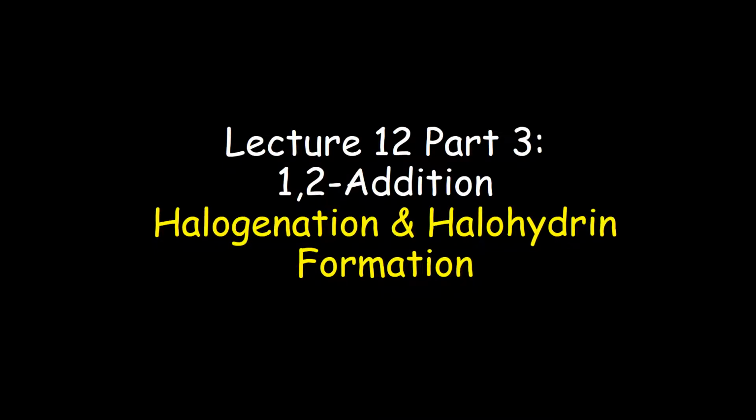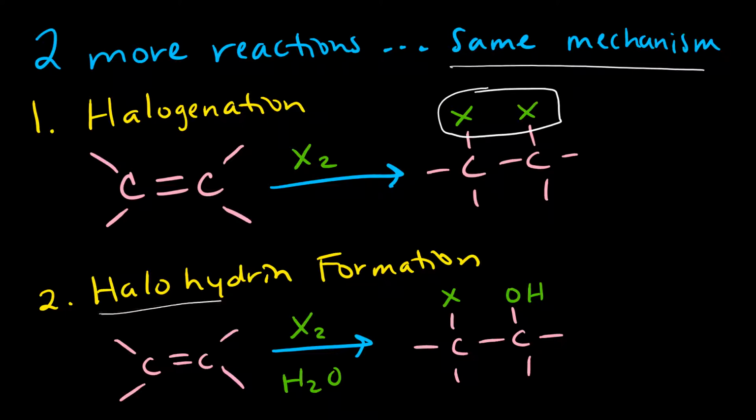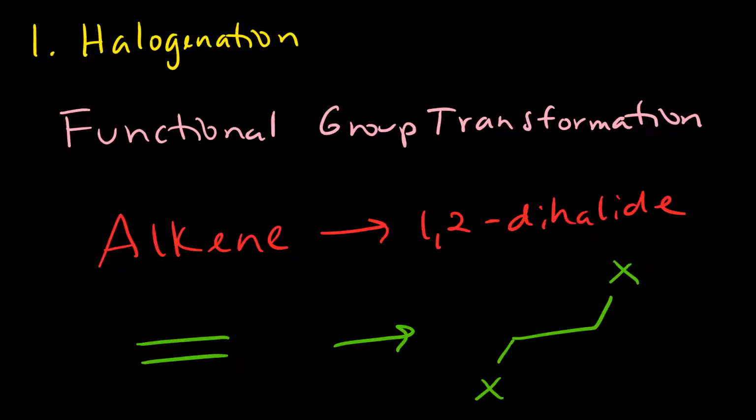The next two mechanisms that are grouped together are going to be for the halogenation and halohydrin formation. So we have two more reactions that have basically the same mechanism. The first is going to be halogenation, where you add X2 across the double bond. And the second is going to be halohydrin formation, where you add one equivalent of X and one equivalent of OH across the double bond.